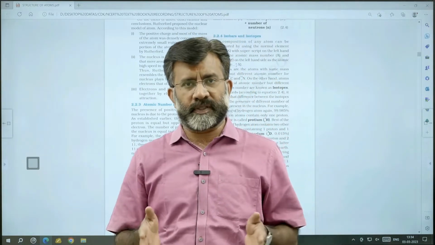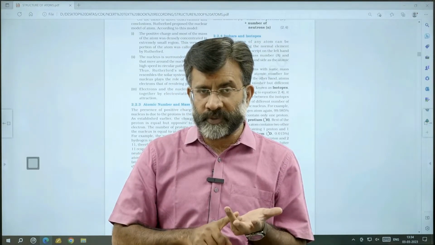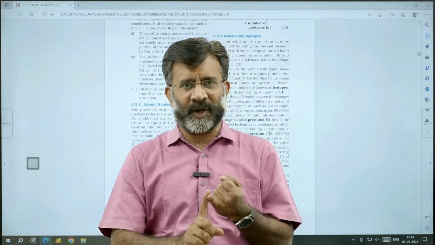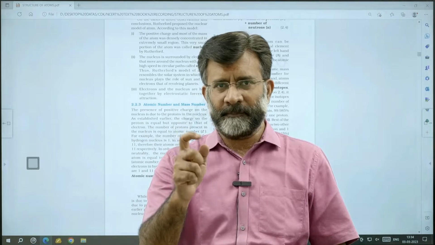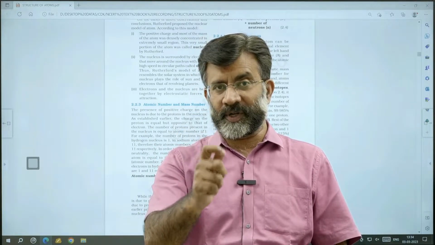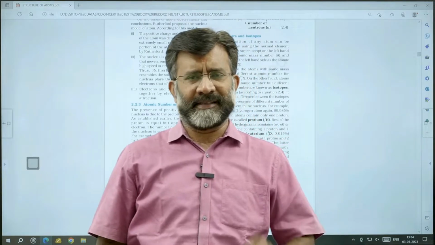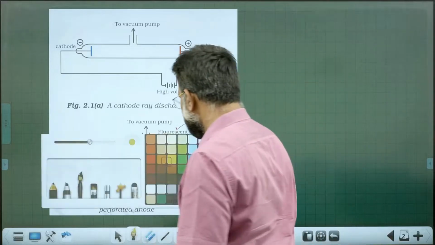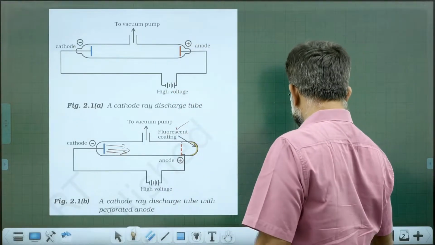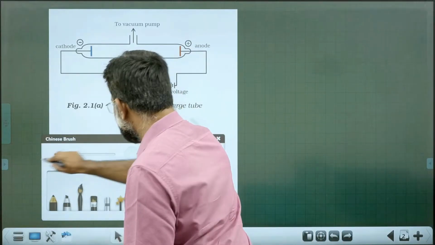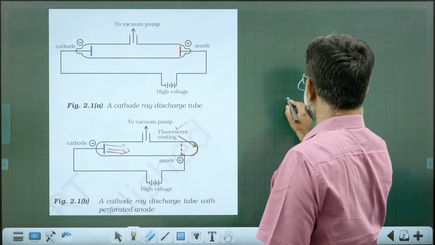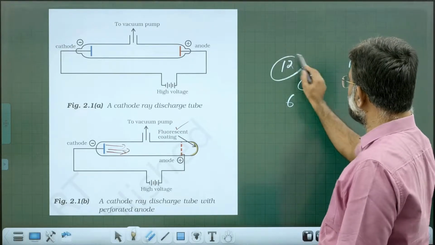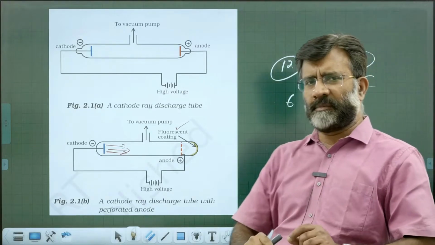And related to these things, you must know what is meant by isotopes, isobars, isotones, etc. Isotope means same element, different mass number. For example, if you take carbon, let me reduce the size. Carbon-12, carbon-13. You see, the mass number is different. That is called isotope: same element, different mass number.